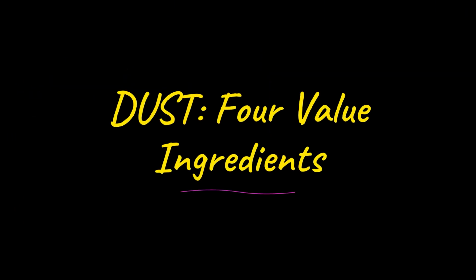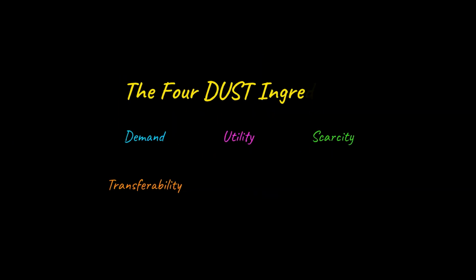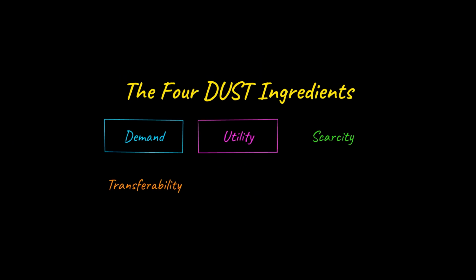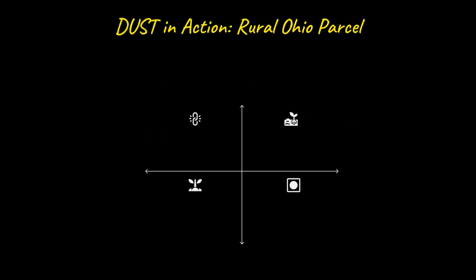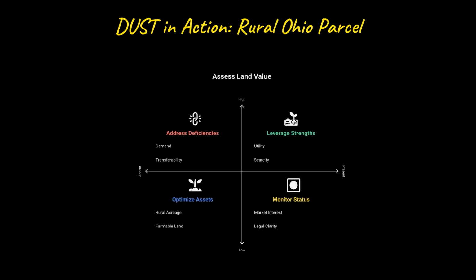For a property to have market value, 4 economic conditions must all be present simultaneously. Appraisers remember them with a single acronym, DUST. Demand means buyers both want and can afford the property, which economists call effective demand. Utility means the property serves some useful purpose. Scarcity means supply is limited relative to demand. And transferability means ownership can actually be conveyed with clear title. Imagine a remote Ohio farm parcel that can be farmed and is genuinely scarce.